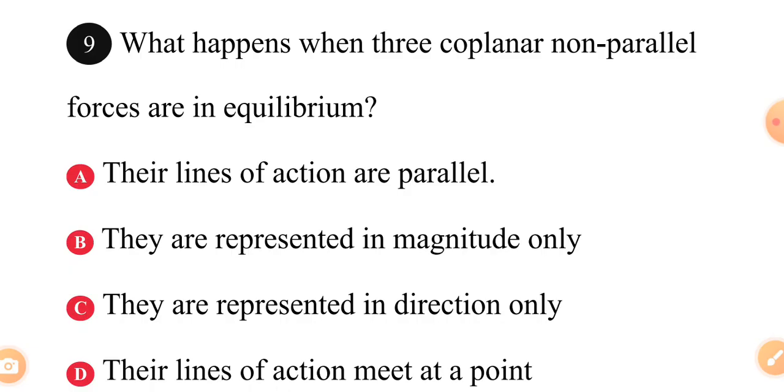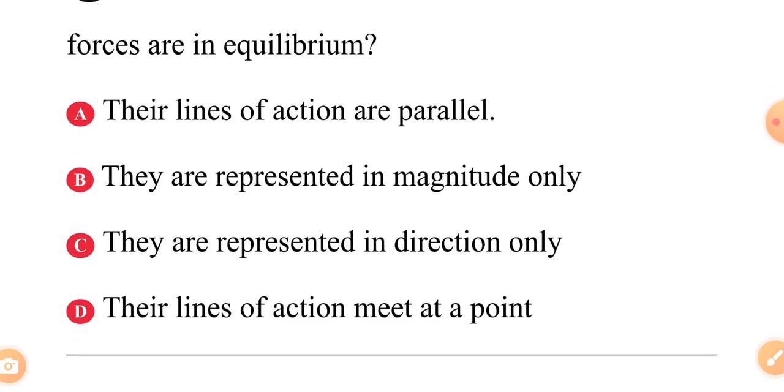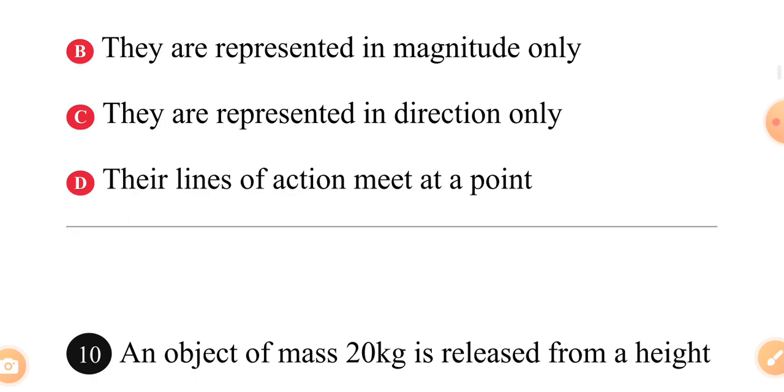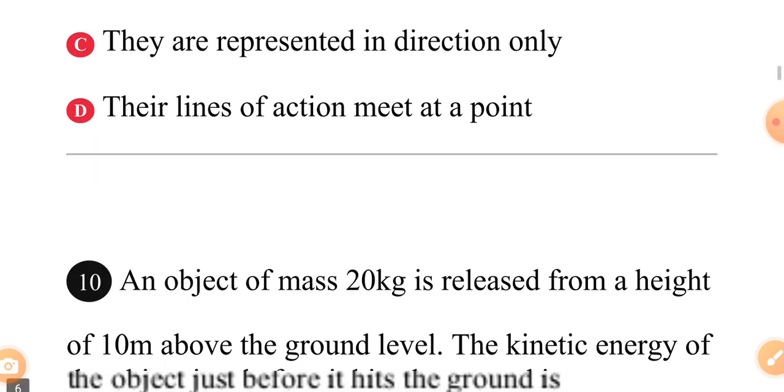Let nothing distract you. What happens when 3 coplanar non-parallel forces are in equilibrium? The answer to question 9 is D. Their lines of action meet at a point. Once they are in equilibrium, their lines of action will meet at a point.